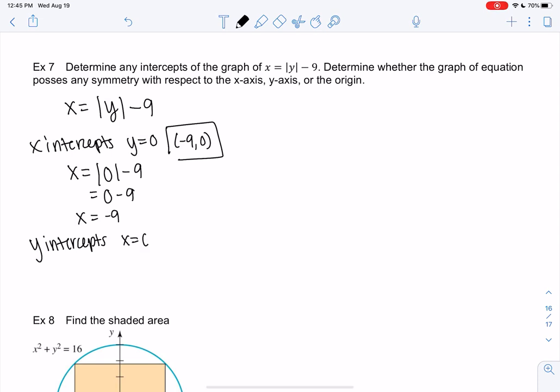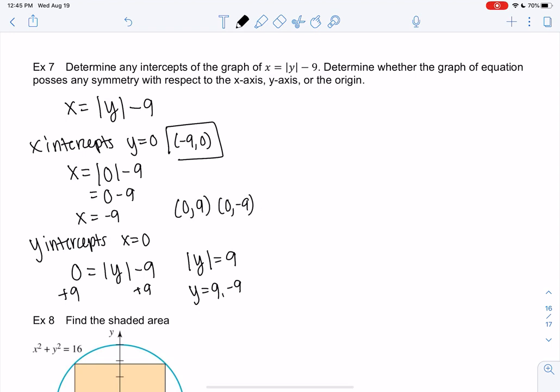Maybe there's 2, right? But there can be more than 1. So we'll plug in 0 for x. Absolute value of y minus 9, so add 9. So absolute value of y equals 9. So there's 2 solutions, right? It could be 9 or negative 9. Either of those would make it true. So there's 2. So 0, 9, and 0, negative 9.